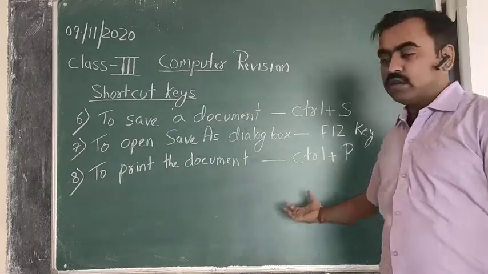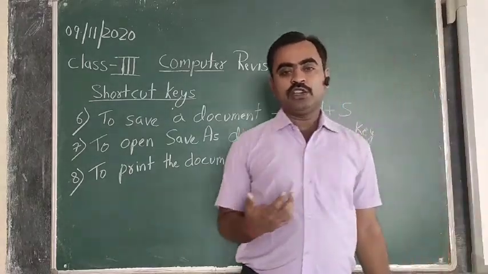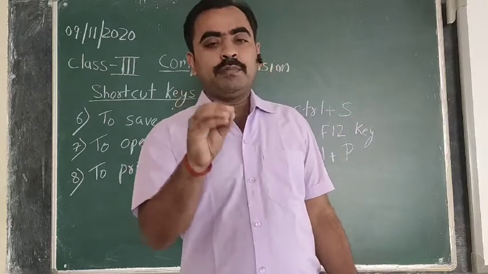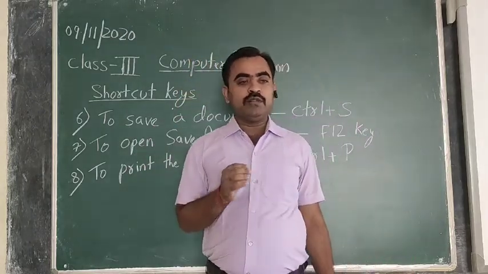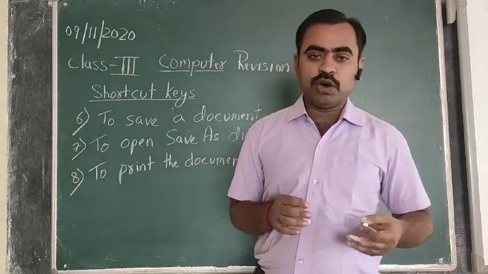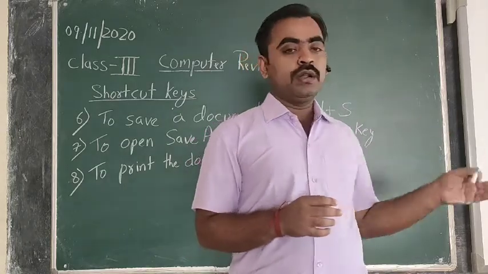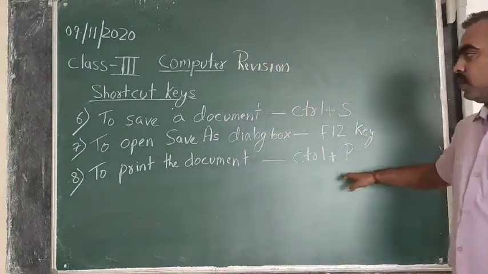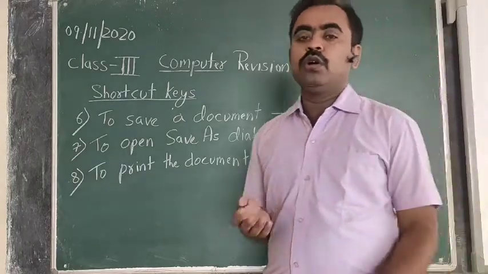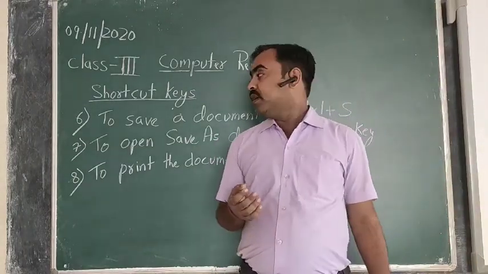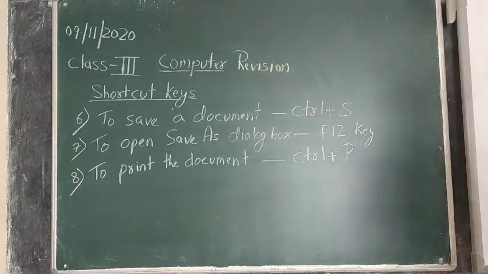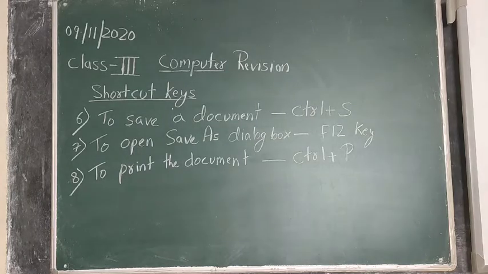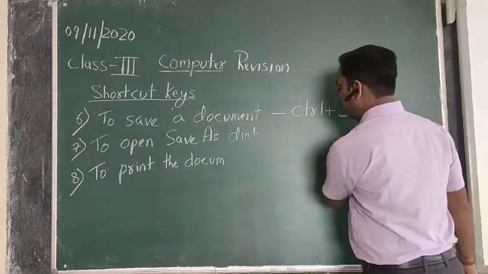As soon as you press the Control plus P combination of keys, the print dialog box will open, and from there you have to select the printer and then select the document or page which you want to print, and then you click on the print option. The document or the file will be printed. So these are some of the shortcut keys which are important for you to learn. So you can note it down. As I have already provided you the PDF of this, you can do it from there also.